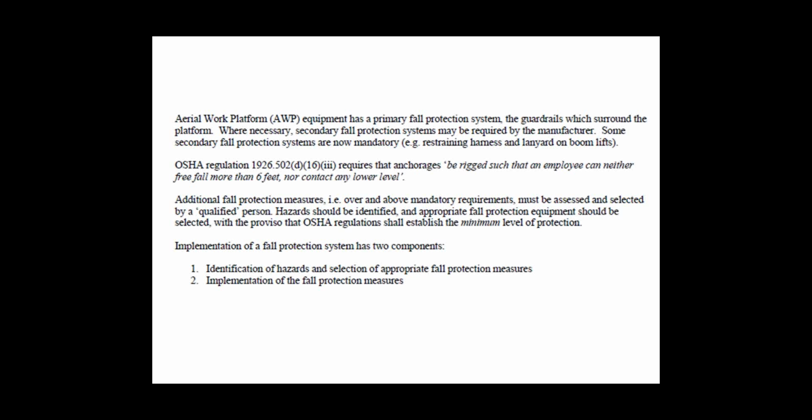Under OSHA regulation 1926.502, any anchor point shall be rigged to limit free fall to 6 feet or less, and not allow contact with any lower level. So we need to constantly keep this in mind when we're selecting fall protection for the machine that we're using. And anytime we look at fall protection, we want to keep in mind that we want to use restraint more than we want to go to an arrest system.